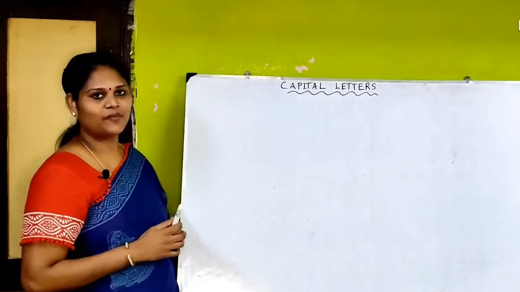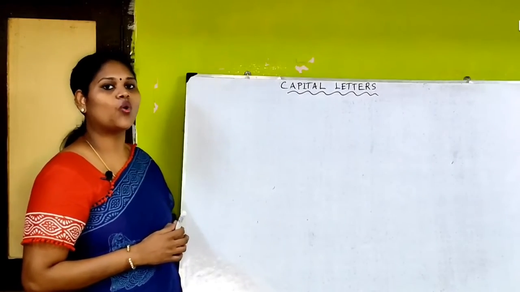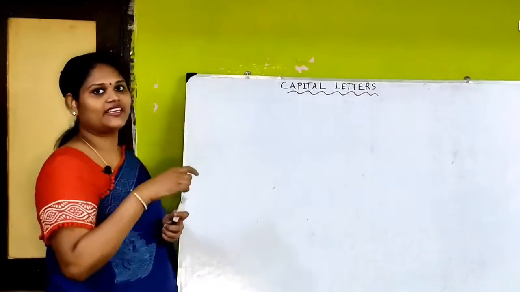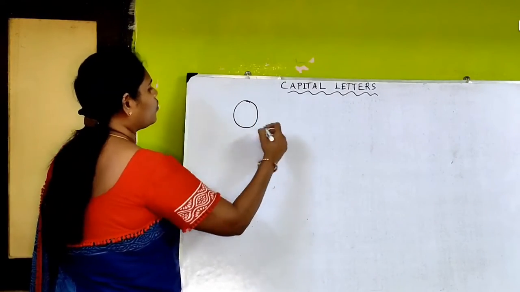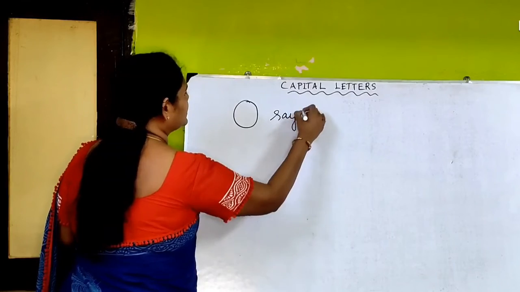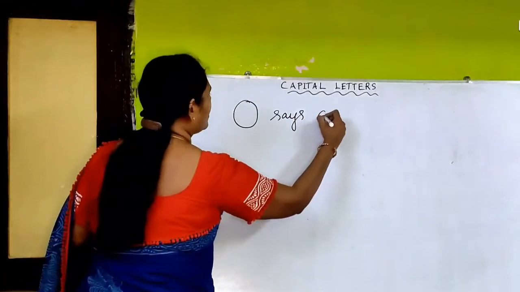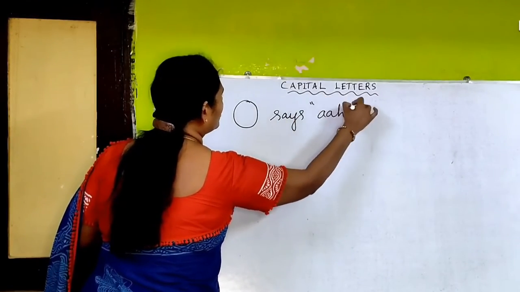The next alphabet is the alphabet O. Now you can use a circle while putting O. See, look at this. O. Draw a circle and O says ah, long sound.